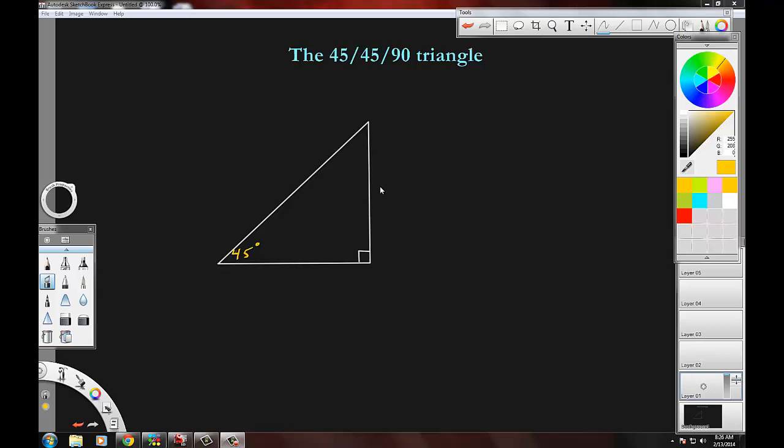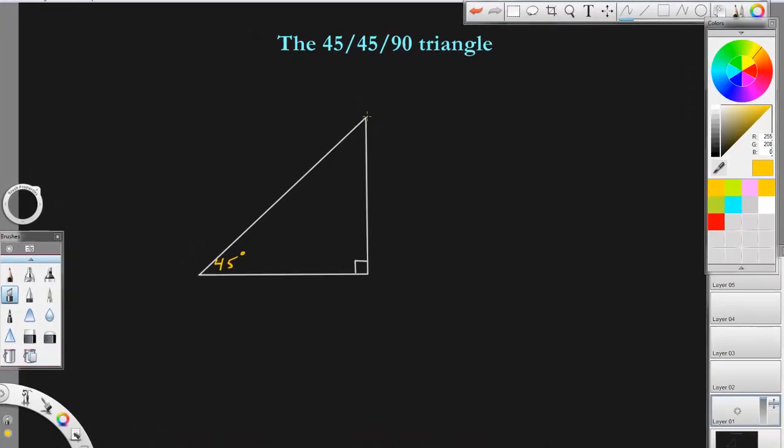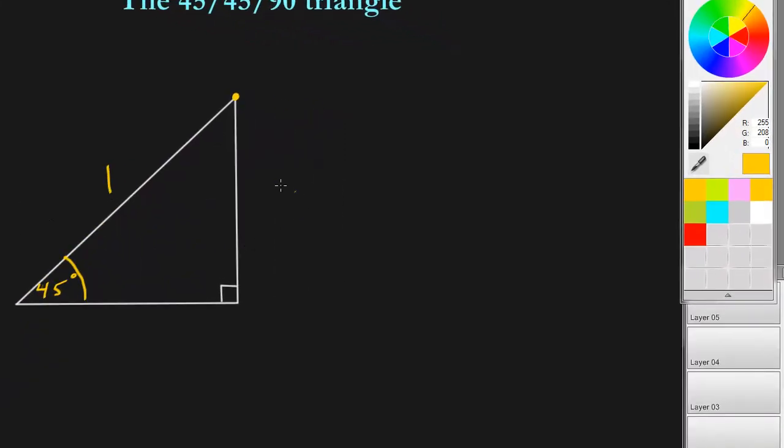45, 45, 90 triangles. And we're going to figure out what the adjacent and the opposite sides are on this unit circle to figure out what the coordinate of that point is right there. So if this is 45 degrees, and we know on a unit circle that this is 1 right here, we need to figure out what this is. Well, we can use Pythagorean theorem.